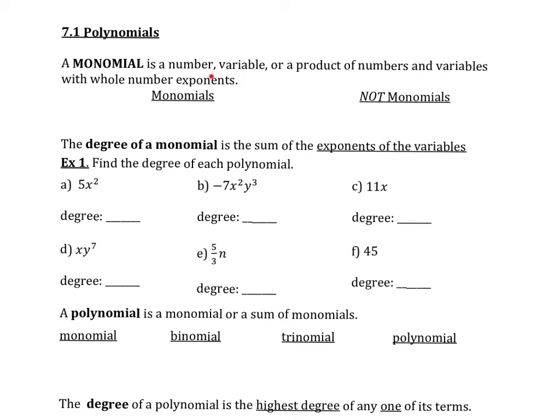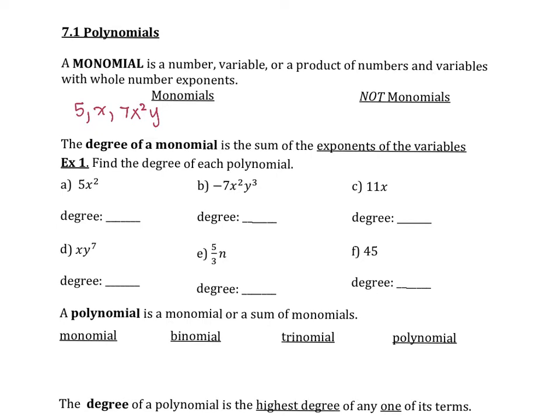A monomial is a number, a variable, or a product of numbers and variables with whole number exponents. So for example, it could be a number, like 5. It could be a variable like x. It could be a product of numbers and variables, so maybe 7x squared y, as long as they have whole number exponents. Okay, so all of these are examples of monomials.